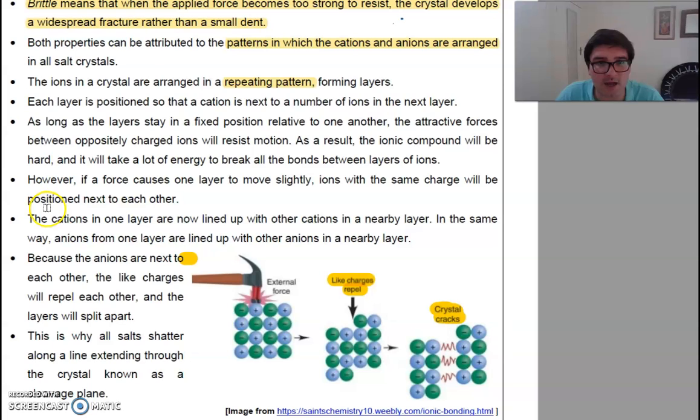So the cations in one layer are now lined up with other cations in a nearby layer. And the same, the anions from one layer are lined up with anions in another layer. And these anions that are next to each other have like charges. And like charges, we know, repel. And therefore, these layers will split apart, and then the salt will shatter along a line extending through the crystal, which we know as a cleavage plane.